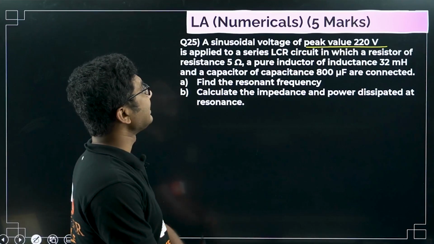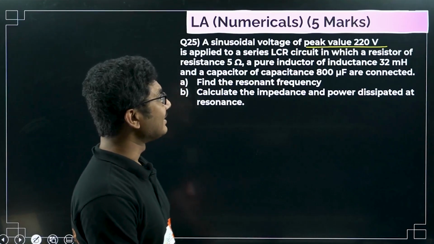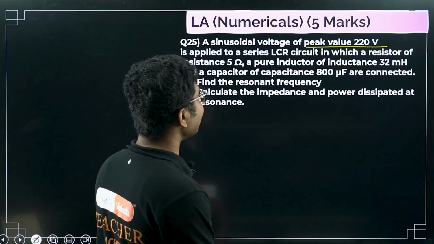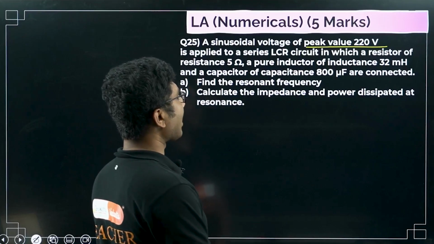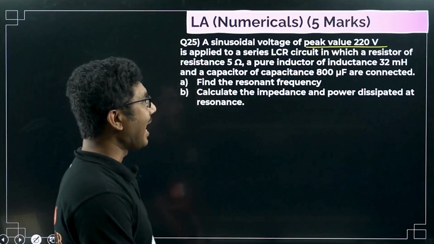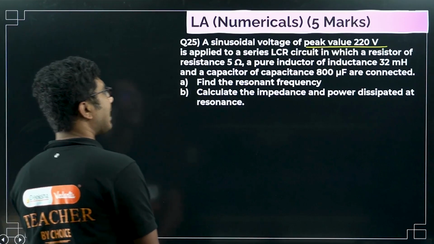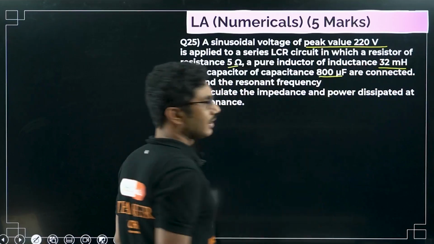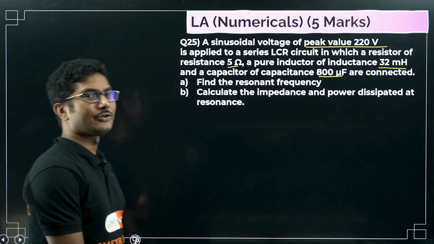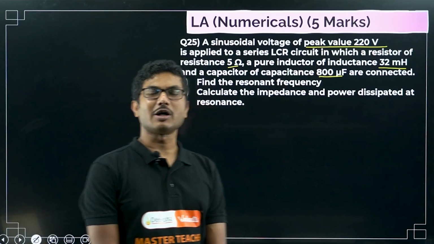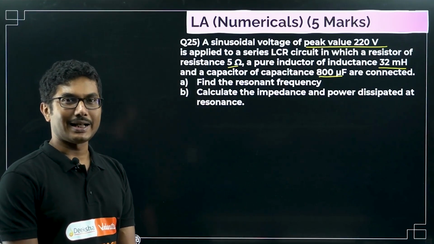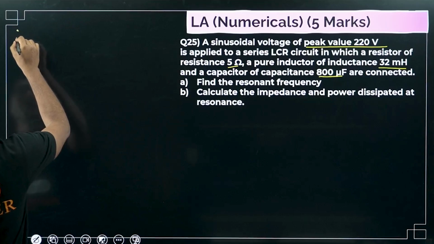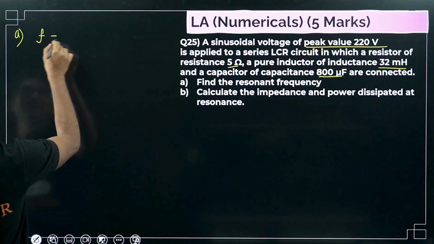It is applied to a series LCR circuit in which a resistor of resistance 5 ohm, a pure inductor of inductance 32 millihenry and a capacitor of capacitance 800 microfarad are connected. So they have given you resistance, inductor, and also capacitance. And they ask you first to find the resonant frequency. If resonance was not mentioned, you could have calculated XL and XC, but the first step is to calculate the resonant frequency. So we will do that first, then we will see the questions next.